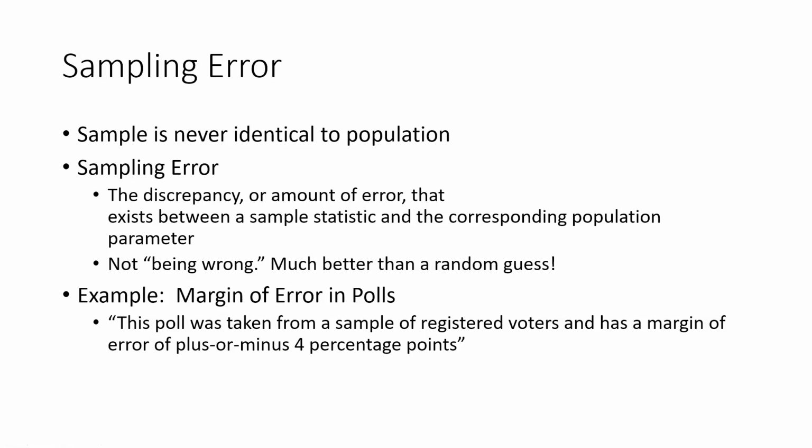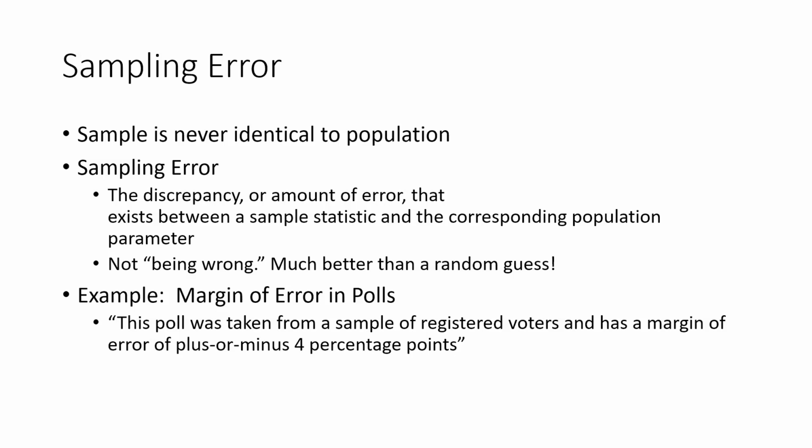On the last slide, I described this concept very briefly. That's called sampling error. Sampling error is the idea that a sample is never identical to the population. If I draw a sample from the population and I compute some statistic from it, the actual population parameter, the value of that variable in the population, is almost never going to be the exact same value as what my sample showed. And that difference, that discrepancy, or the amount of error in our computation that exists between the sample statistic and the corresponding population parameter is called a sampling error.